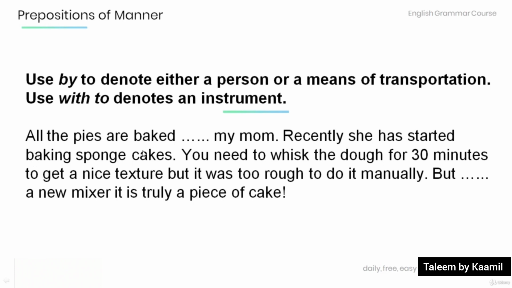All the pies are baked blank my mom. Recently, she has started baking sponge cakes. You need to whisk the dough for 30 minutes to get a nice texture, but it was too rough to do it manually. But blank a new mixer, it is truly a piece of cake.